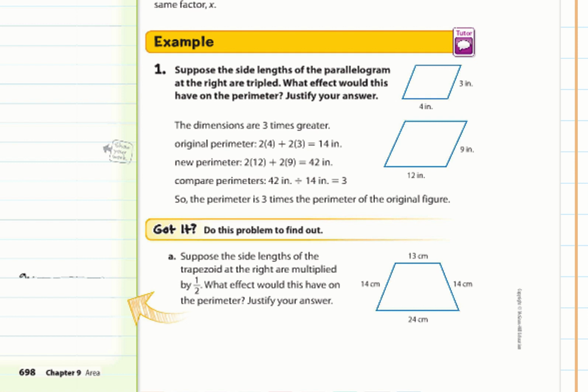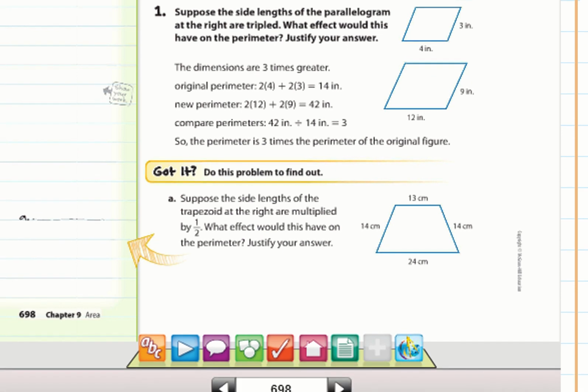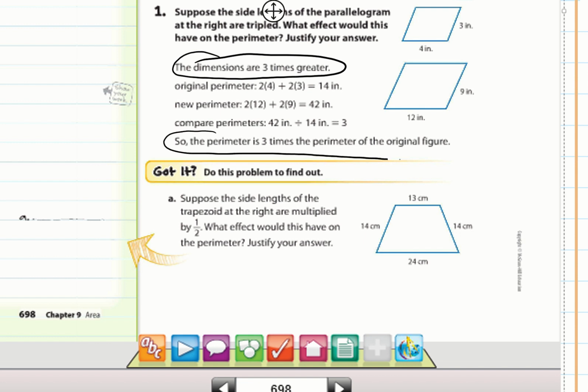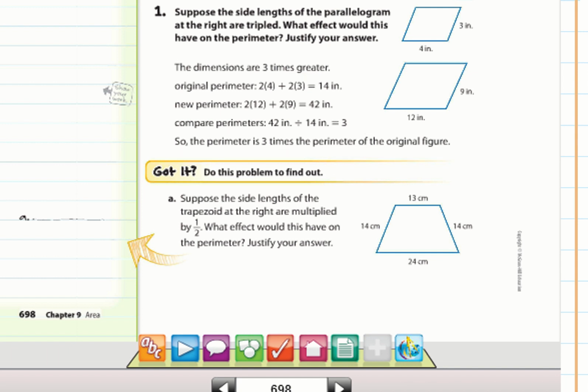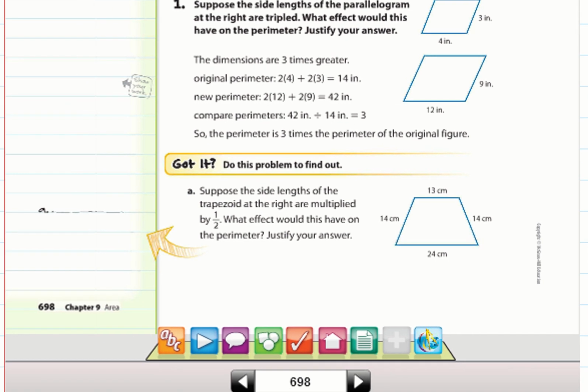So in example 1, the dimensions are 3 times as great. If you look here, we have 4 to 12, 3 to 9. So 4 times 3 is 12, 3 times 3 is 9. Since the dimensions are 3 times greater, what happens to the perimeter? The perimeter is also 3 times greater. So go ahead and try example A.